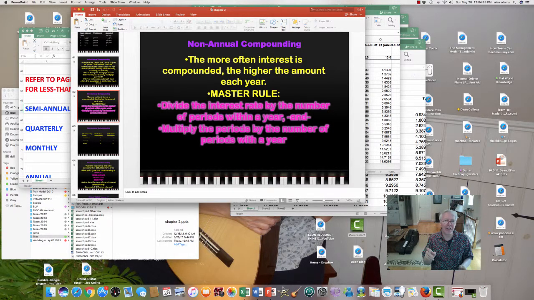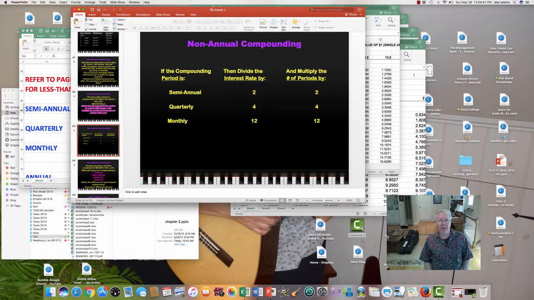So you always take the interest rate and divide, take the periods and multiply, always by the same number. That number being how many of those periods happen in 1 year. So if the compounding period is semi-annual, there are 2 of them in 1 year. You divide the interest rate by 2 and multiply the periods by 2. It's that easy.